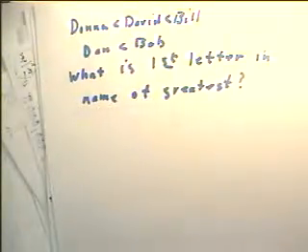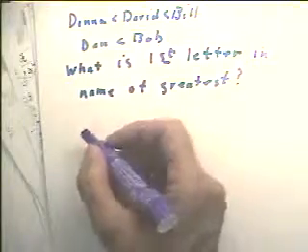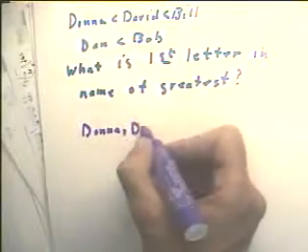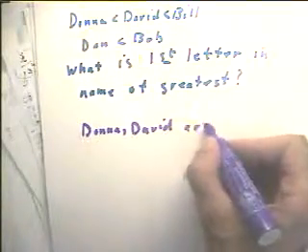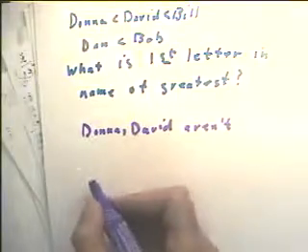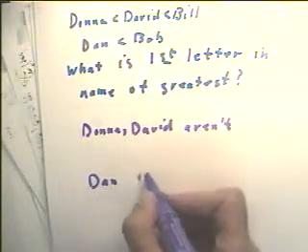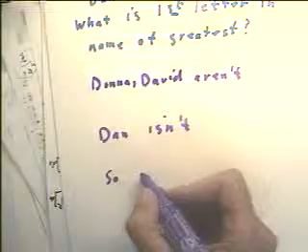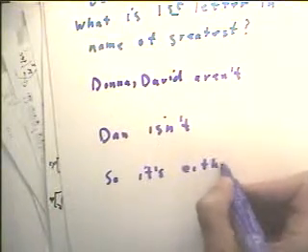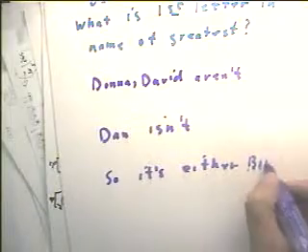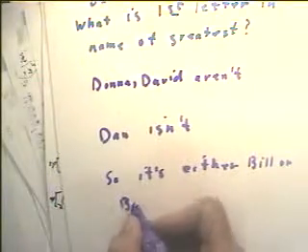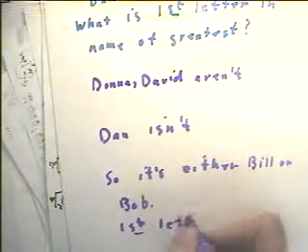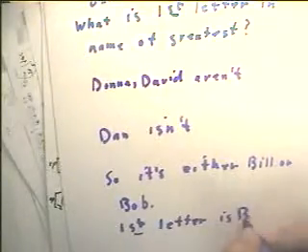So there's a fairly obvious solution here. Donna and David aren't. Dan isn't. So it's either Bill or Bob. And the first letter is B.